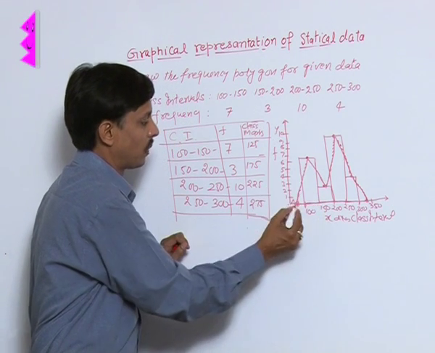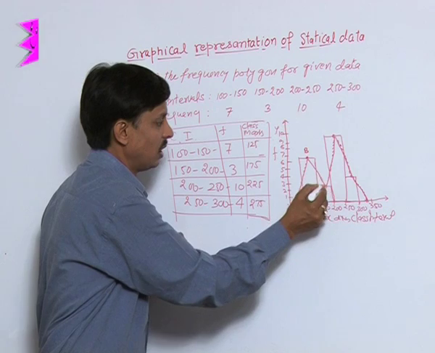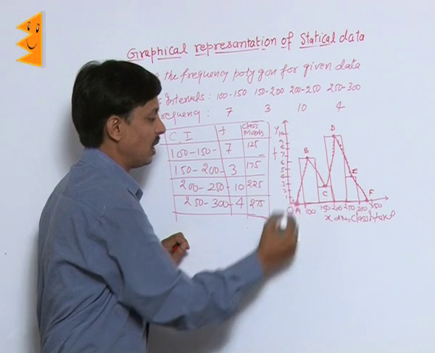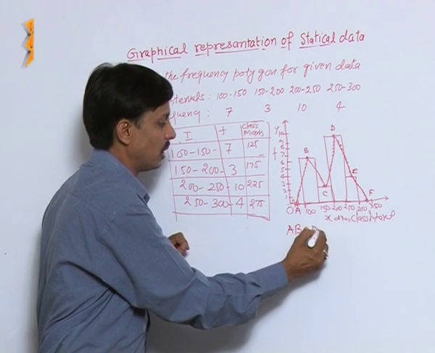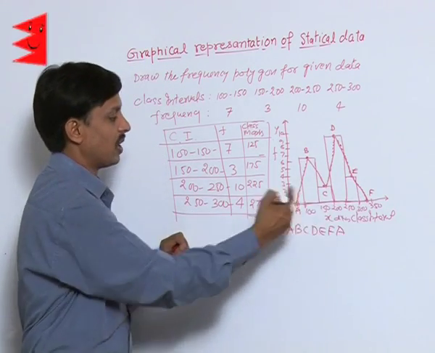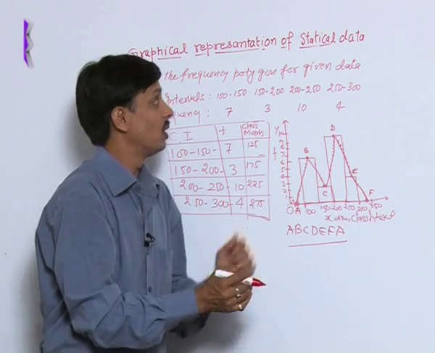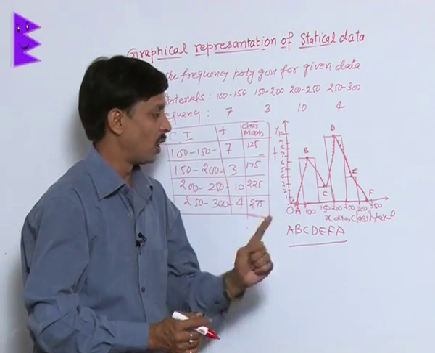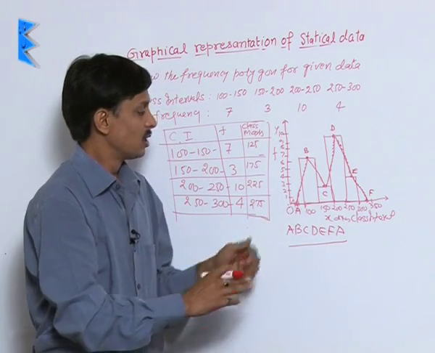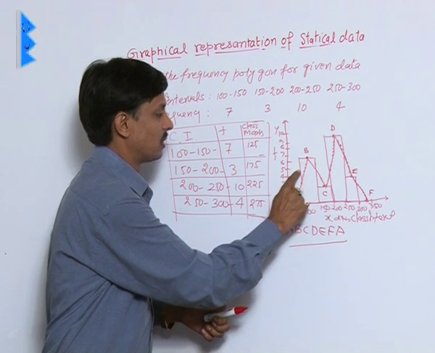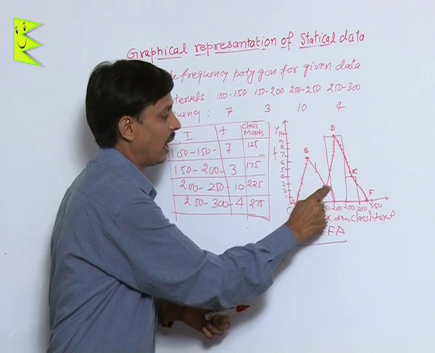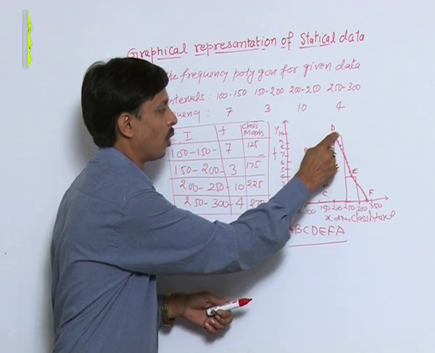This polygon forms, suppose, A, B, C, D, E, F, A. This is a closed polygon, which we call the frequency polygon. Now if you remove all the bars, suppose you have removed these lengths, what will be left? Only and only this frequency polygon will be left.